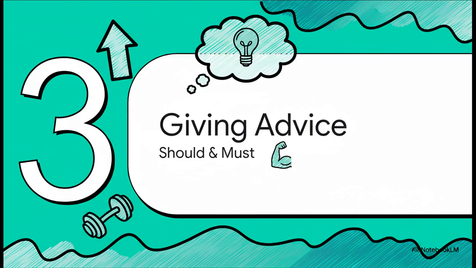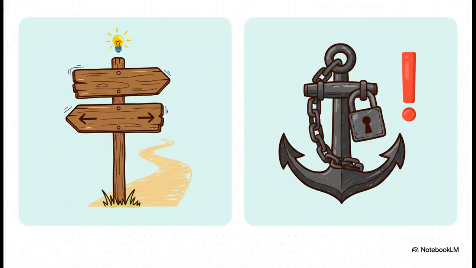Next up, let's talk about giving advice. This is where should and must come in, and the real difference between them is all about how strong you want to be. Think of it like this. Should is like a friendly suggestion. It's good advice, but it's optional. Must, however, is way stronger. It's a necessity, something that absolutely has to happen, or it's a recommendation you feel super strongly about.